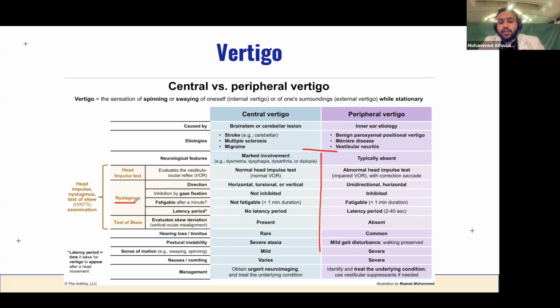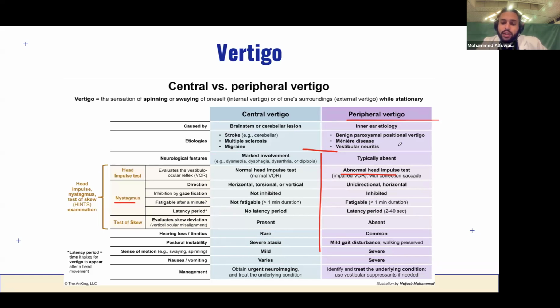Last thing is latency period. In this case, there's a time period where it waits before having another episode of nystagmus. The next thing is the head impulse test, or the vestibulo-ocular reflex. Basically, you tell the patient to fixate on one thing and you tilt the head. You'll see both eyes keeping symmetrical to look at the central point that you're trying to look at. If your eyes start to deviate while you're moving the head, this is an abnormal head impulse test. It's normal in central. Abnormal in peripheral.